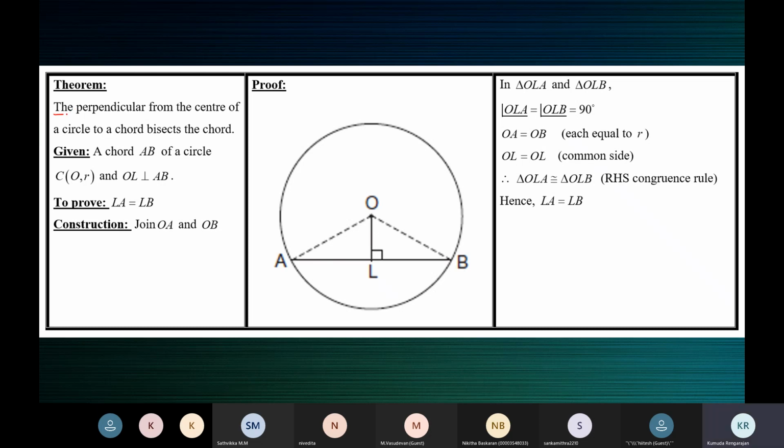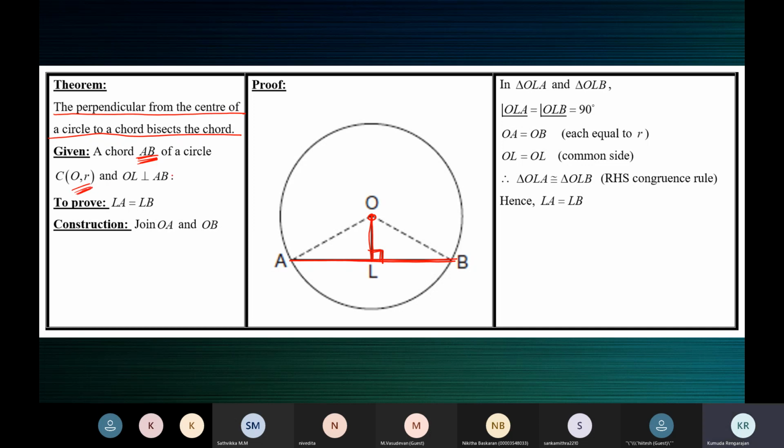So the statement is this one. The perpendicular from the center of a circle to a chord bisects the chord. If you draw a perpendicular from the center of the circle to a chord, it bisects the chord. That's the statement. So we are given a chord, let's call it AB. Given chord AB of a circle with center O and radius R.